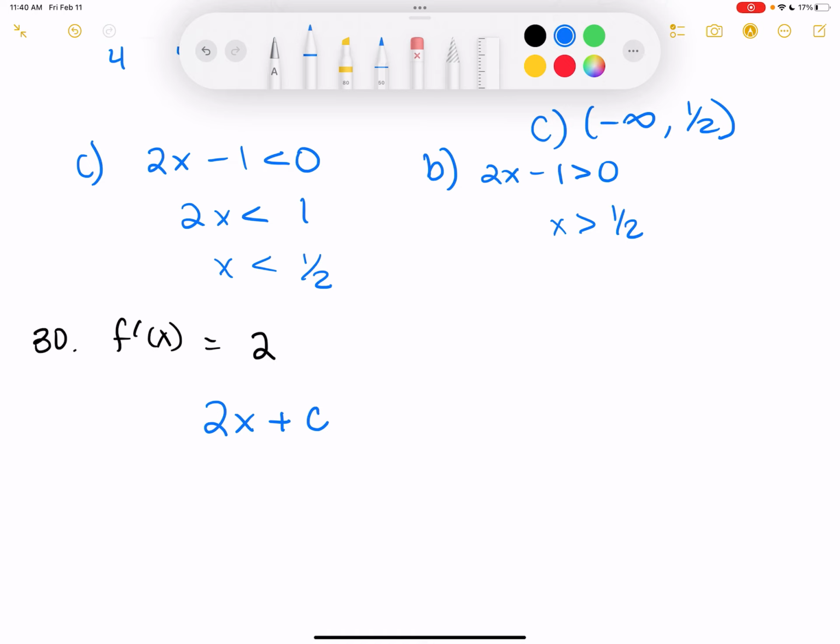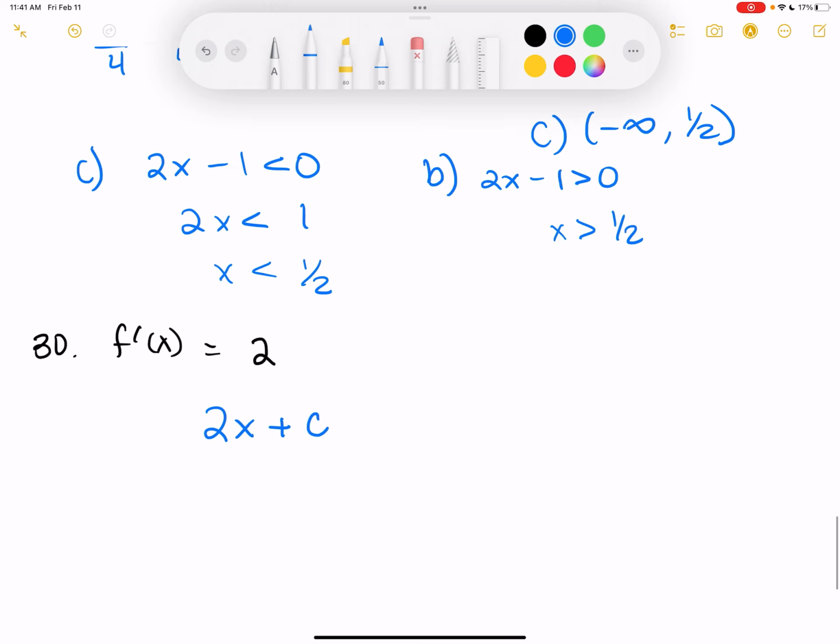We always say plus c, but c can be negative or positive, or it could be 0. So we don't know what it is. In some cases, problems will ask you to actually solve for c. That doesn't come in this section, but it comes later.